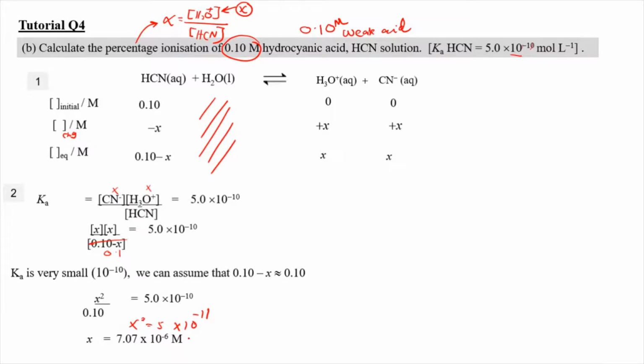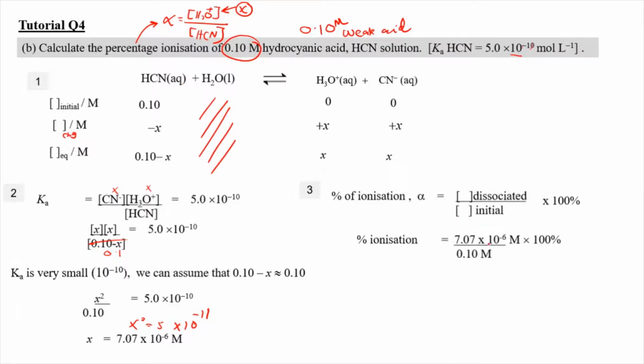So here is the dissociation, or the x value at the numerator part, which is our H3O plus. Okay, and in order to find the percentage of ionization, it's basically alpha, which is the concentration dissociated, H3O plus, divided by the concentration initial, which is 0.1. So we're going to plug in the value here, and since we need to find the percentage, we're going to multiply it by 100%.